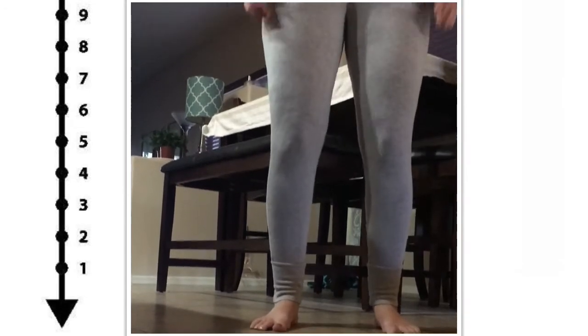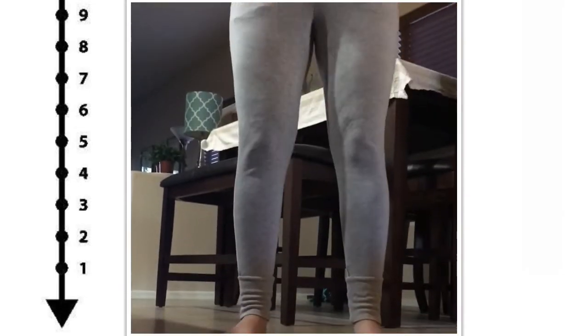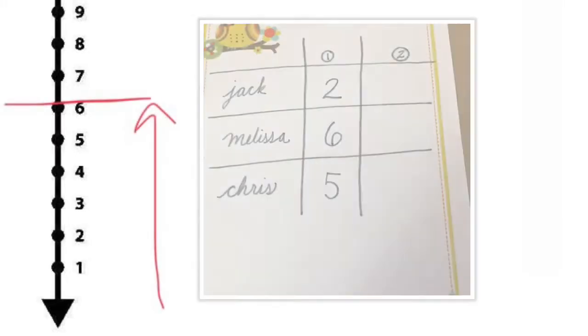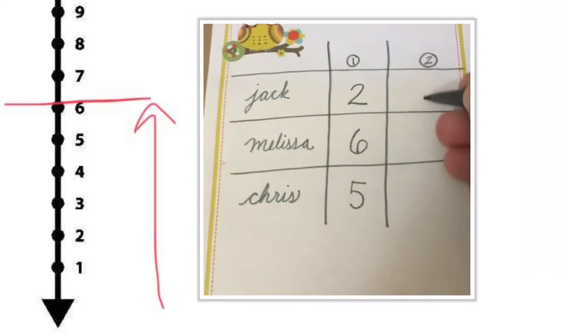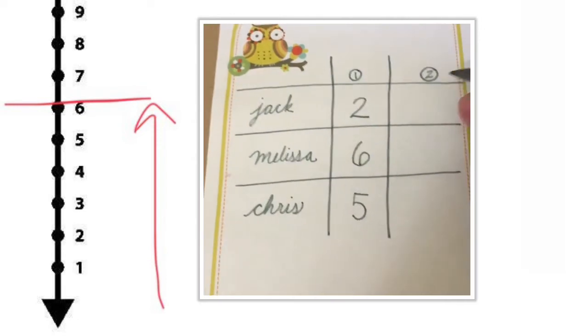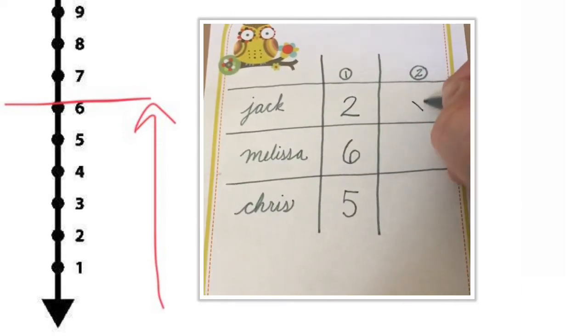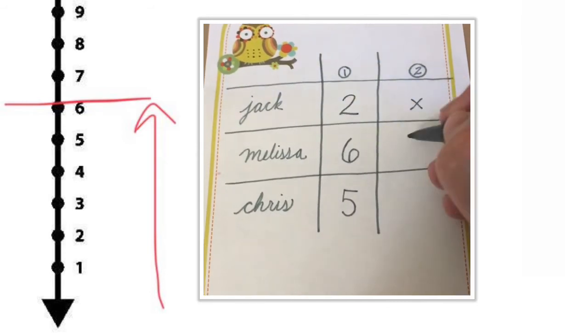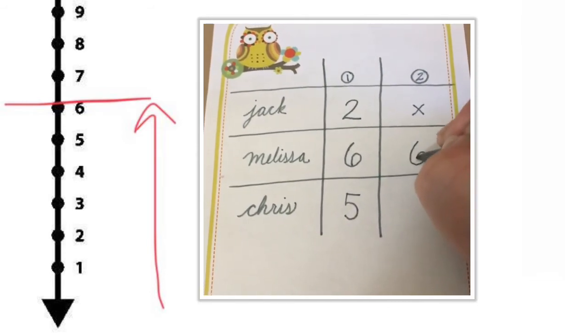All right, it's ready. Okay, you ready? Did you get it? Yeah. Jack chose not to take a second jump, so we'll just put a little X here. Miss Melissa's second jump was still 6 units high.